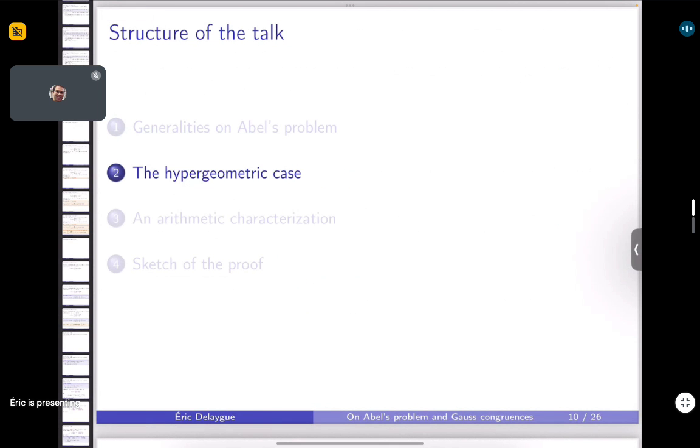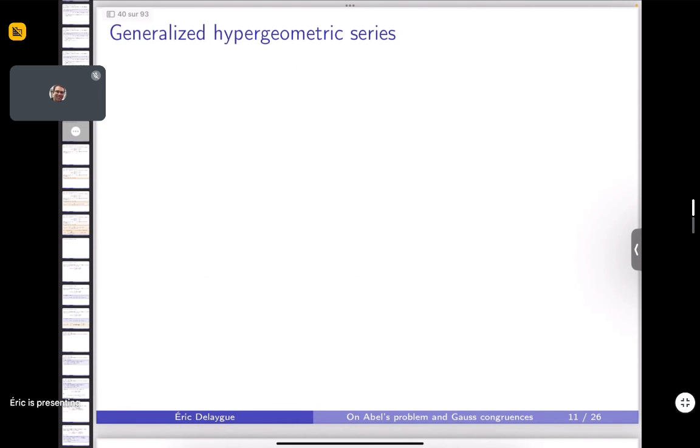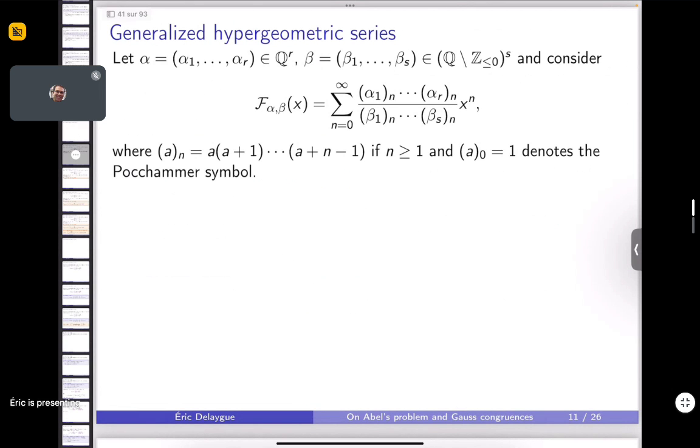Okay, so now let us see the hypergeometric case. First, I will give some definitions of generalized hypergeometric series. So we start with many parameters. We have R parameters, the alpha i, which are rational numbers, and S other parameters, the beta i, which are rational numbers, but which are not non-positive integers.